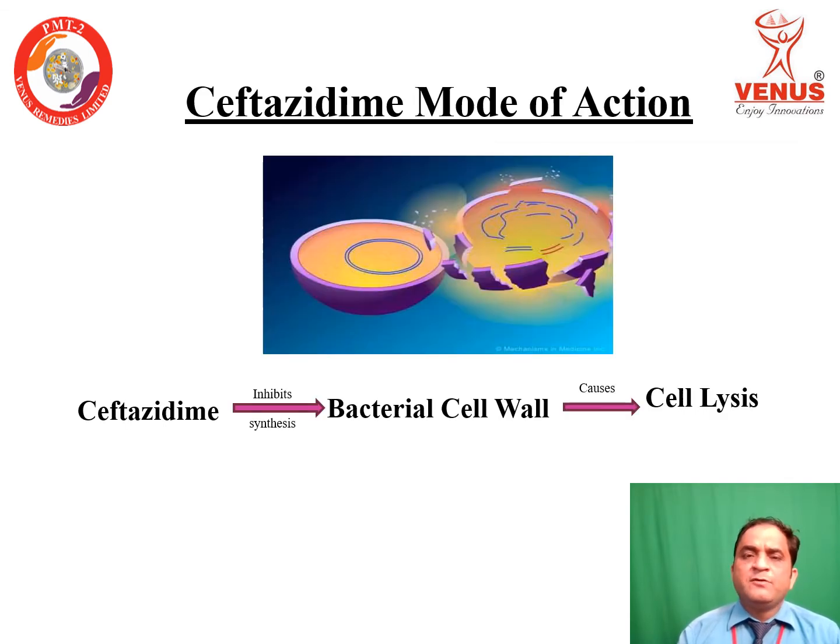So in this picture, we will study how ceftazidime works. Here in this picture, you can see that ceftazidime inhibits bacterial cell wall synthesis, and by breaking the cell wall of the bacteria, kills the bacteria. So this is the mode of action of ceftazidime.